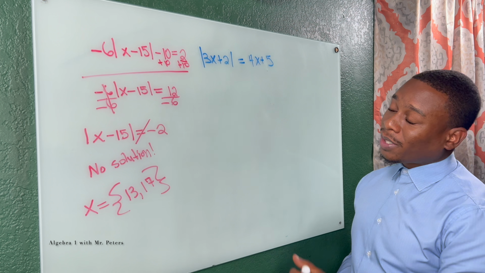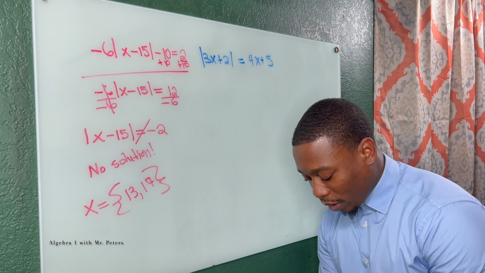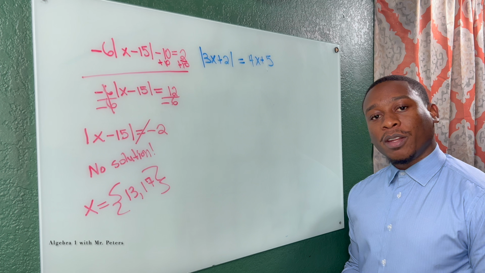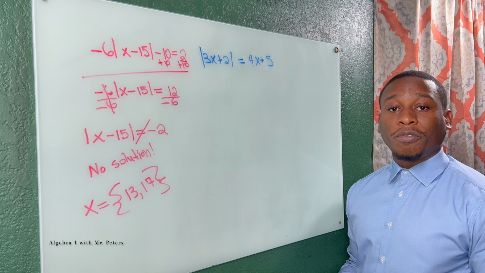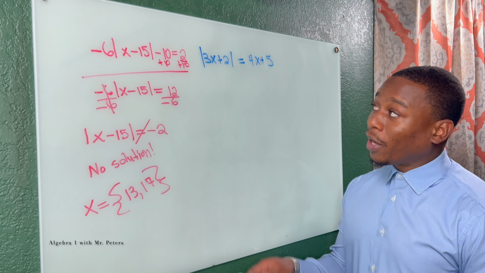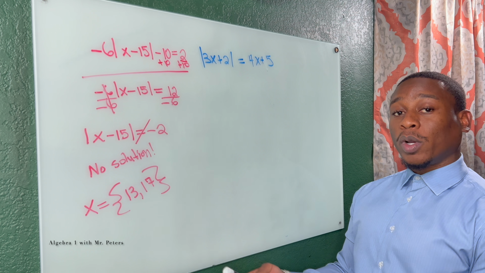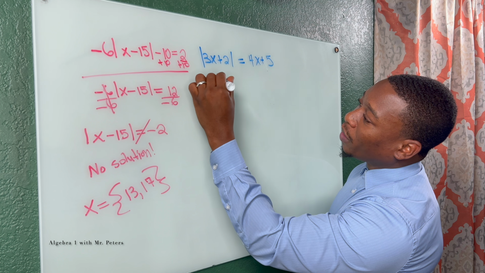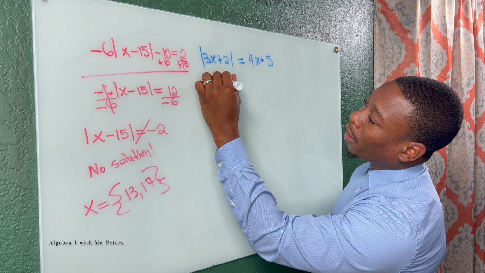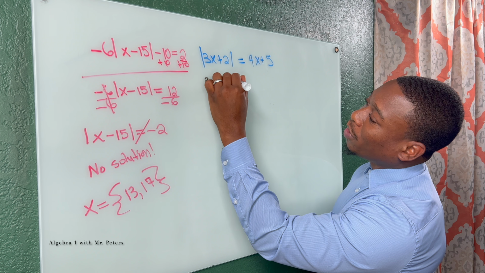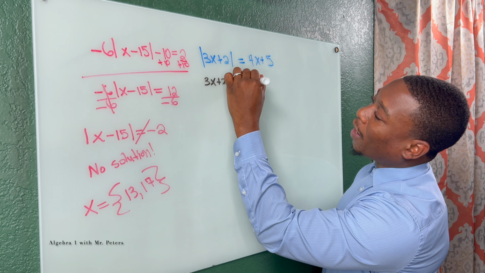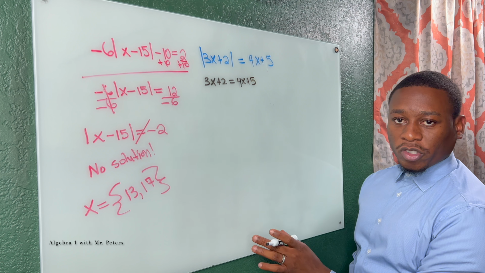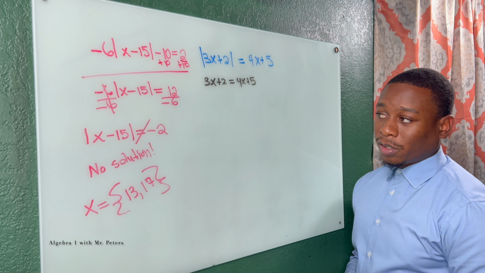Now, when we go on to our second example, we're going to have an equation with variables on both sides, but we have to properly set the absolute value equation up. So the first equation is the same thing you see here. The absolute value of 3x plus 2 is equal to 4x plus 5. So once we create the first equation, this is what it's going to look like.